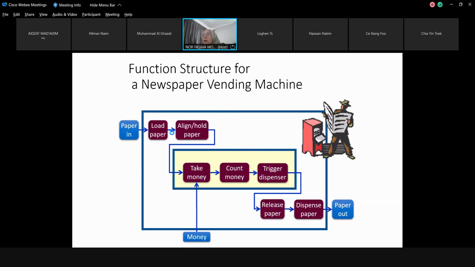Paper ink. This is a vending machine. And there is no right and no wrong. You might produce this type of function structure. Another person might create a different function structure. But the more detailed it is, the better. It will help you more.